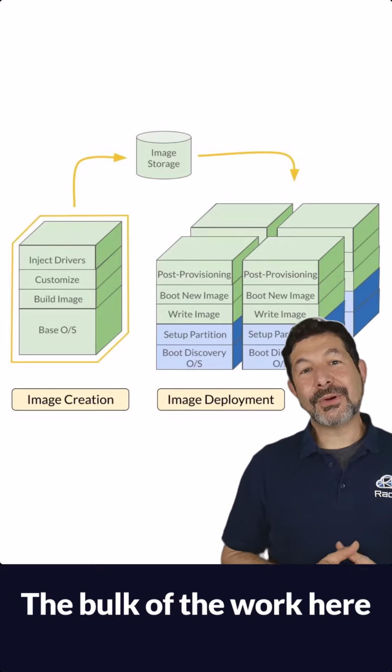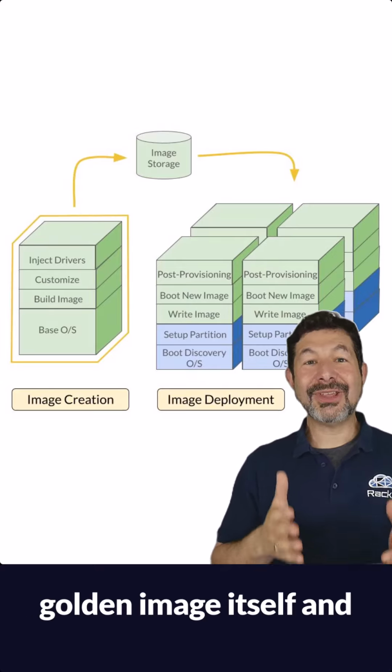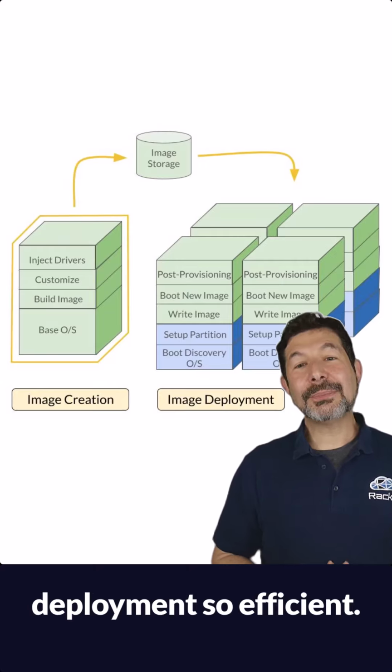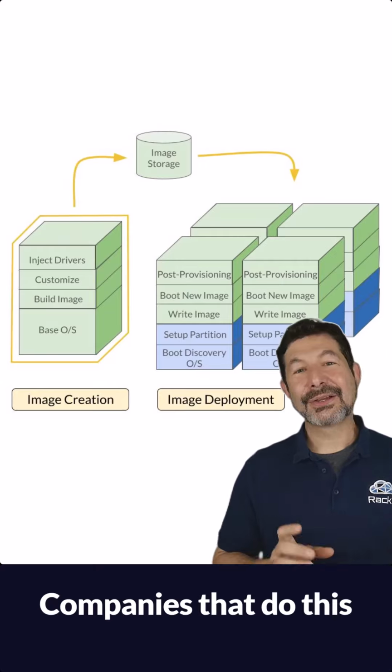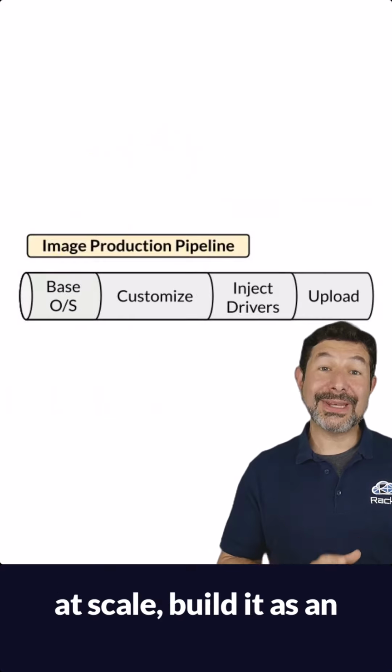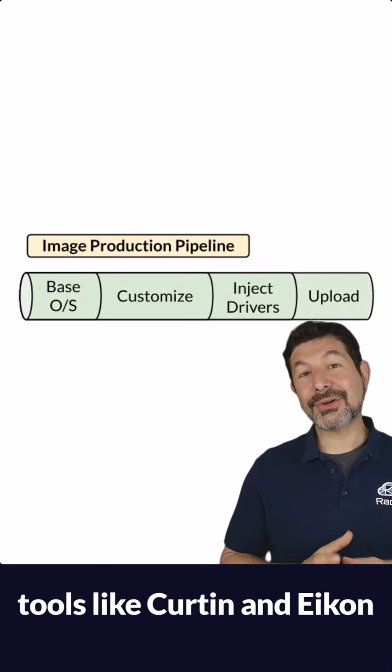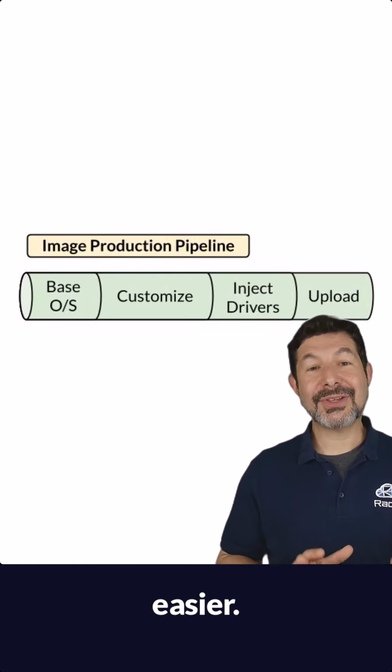The bulk of the work here is in the creation of the golden image itself and the preparation of your target servers. This is what makes image deployment so efficient. Companies that do this at scale build it as an image production pipeline and let digital rebar drive tools like Curtin and Eikon to make the process easier.